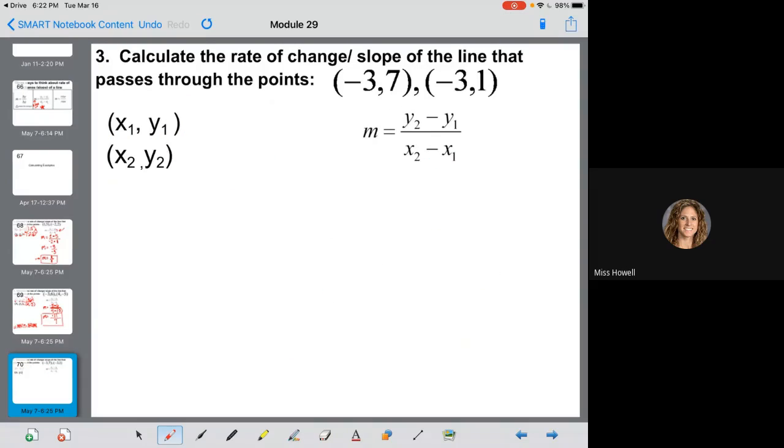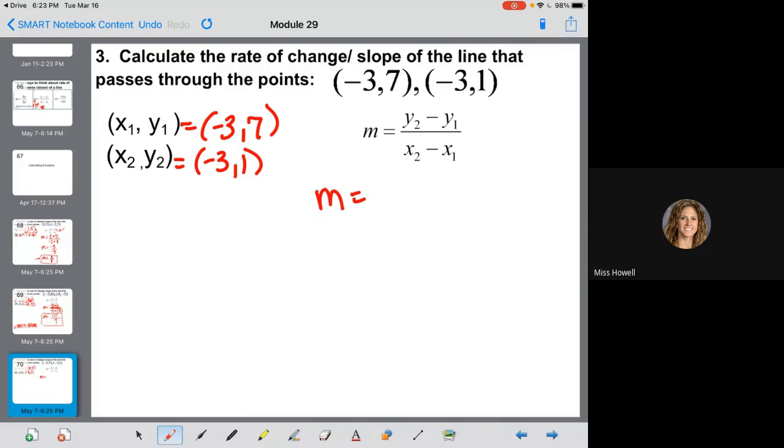All right, number 3, we want to calculate the rate of change or the slope of the line that passes through -3, 7 and -3, 1. So I'm going to call this one -3, 7, and I'm going to call my 2s -3, 1. Again, we can have those flip-flopped, right? The -3, 1 can be on the top, -3, 7 can be on the bottom. It'll give us the same final simplified answer in the end.